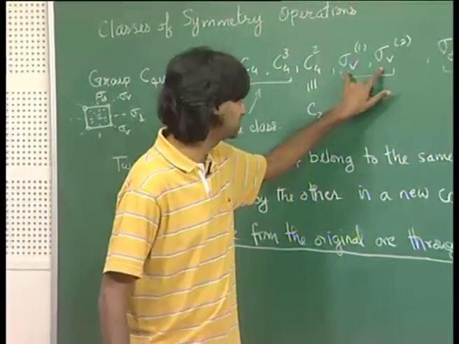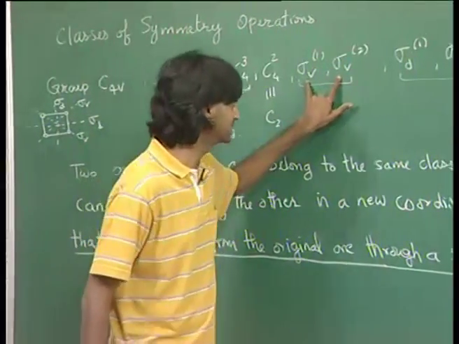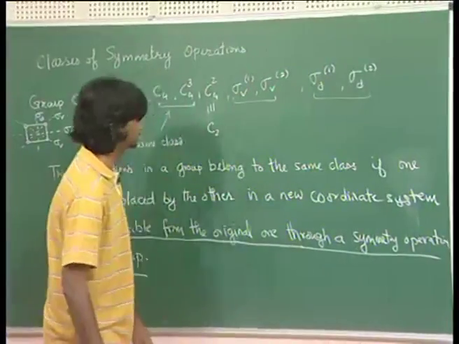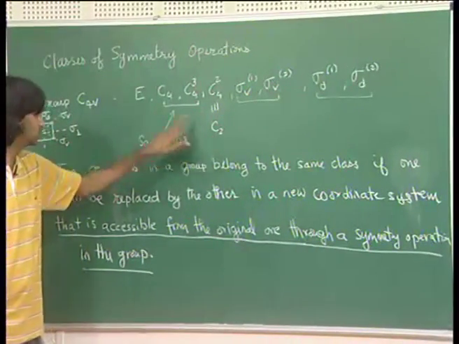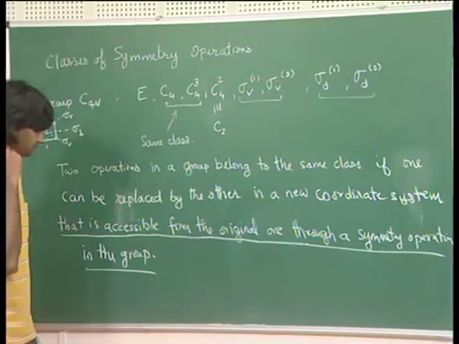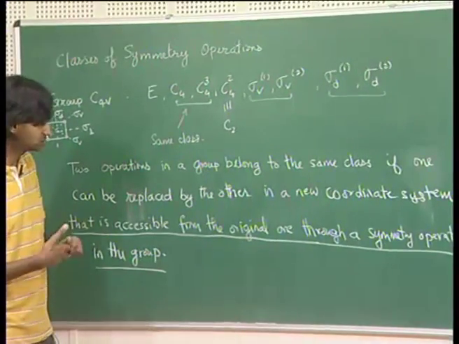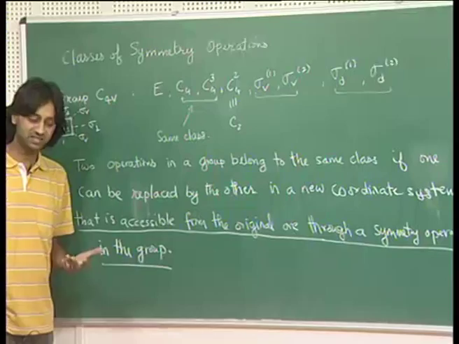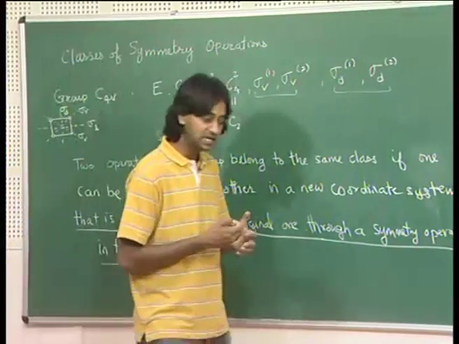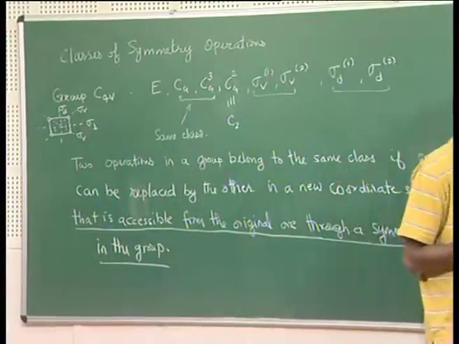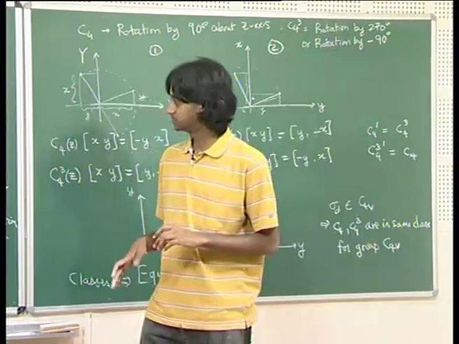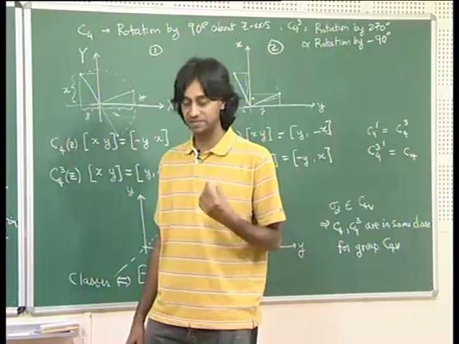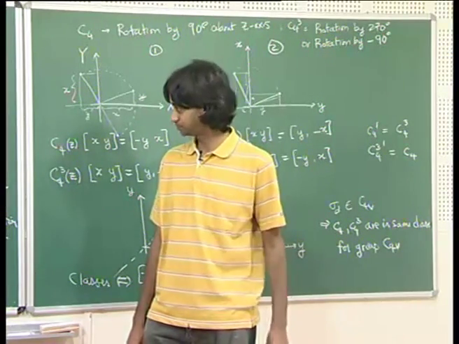Similarly, you can show that sigma V1 and sigma V2 turn out to be in the same class. Similarly, sigma D1 and sigma D2 will turn out to be in the same class. Sigma 2 is in a class of its own, E is in a class of its own. Okay. So since two operations belonging to the same class are essentially equivalent operations, it makes sense to group them together. And that is what is done typically when we write the character table of groups.